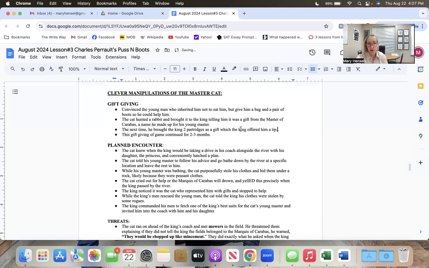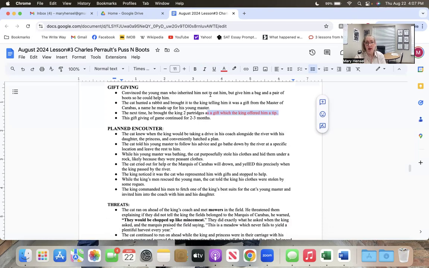So that's really important to the story because the king said, I appreciate it. Here's a tip, probably a gold coin. The gift giving game continued for 2 to 3 months. Okay. So he's kind of proven to his master, okay, I can get the job done.